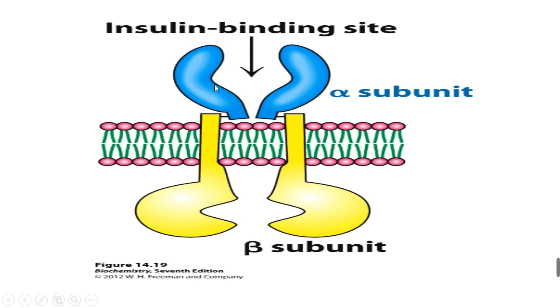As you see, this is the alpha subunit, which protrudes outside the cell membrane, and it is involved in the binding of insulin, while the beta subunit is embedded inside the cell membrane, and it is responsible for the activation of the kinase enzyme and the corresponding phosphorylation inside the cell.